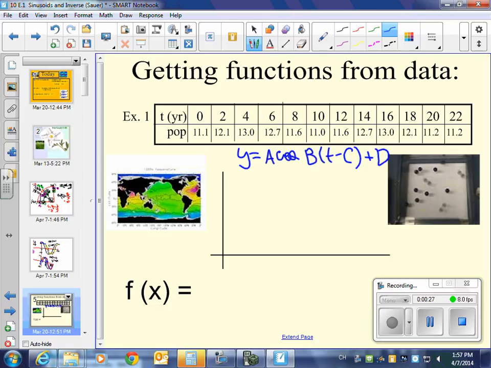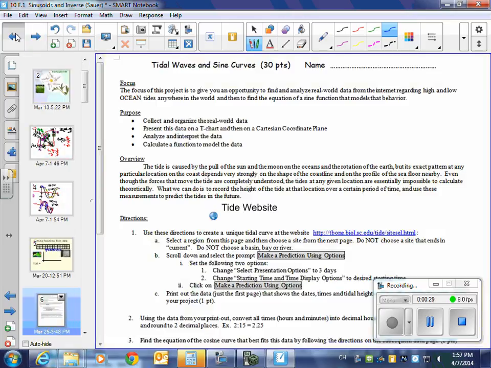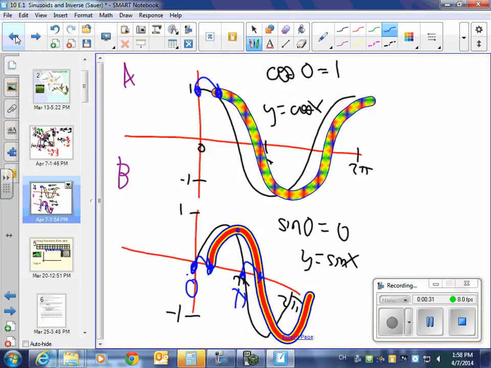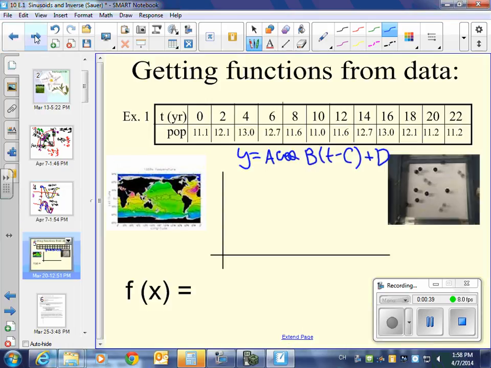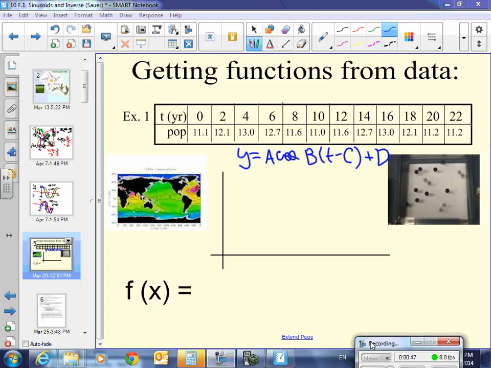I'm going to use cosine because this peak is easier to slide than the zero, because I don't know which way we're going, up in the middle or down in the middle. Okay? So we're going to take this equation and we're going to find A, B, C, and D.